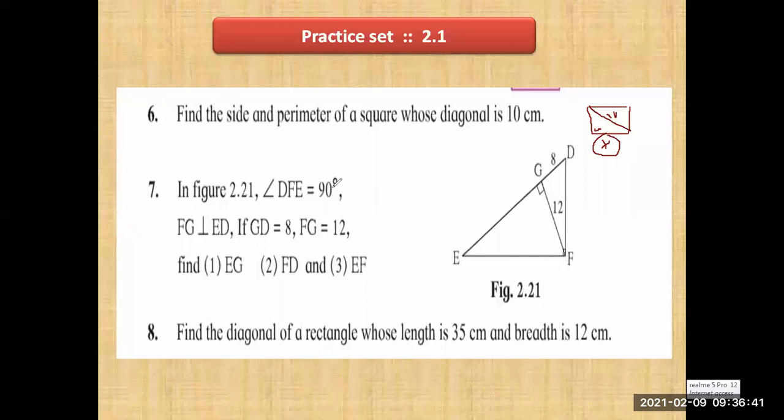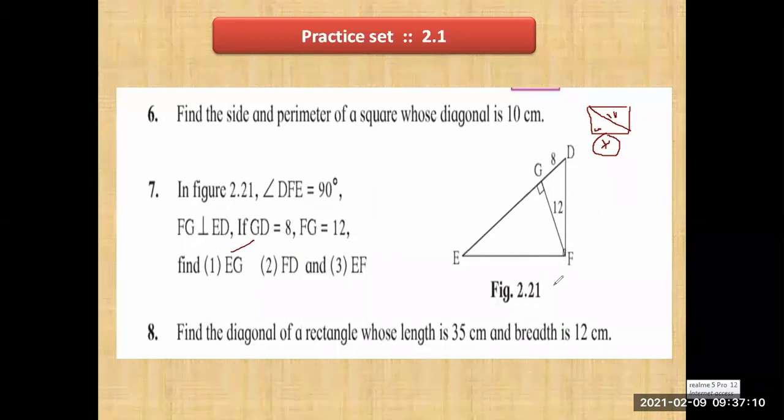In triangle DEF, angle F is 90 degree. GF is perpendicular to ED. GD is given. Sorry, FG is given. Find EG. First apply the geometric mean theorem, that is FG square is equal to GD into EG. Then find FD.